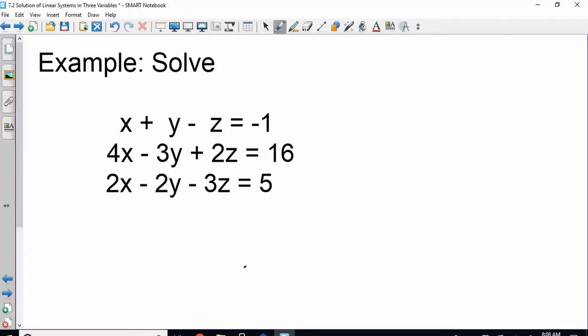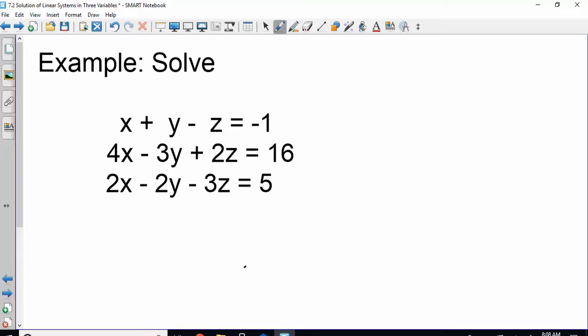So x plus y minus z equals -1. 4x minus 3y plus 2z equals 16. And 2x minus 2y minus 3z equals 5. So what we need to do first is pick a variable to eliminate.